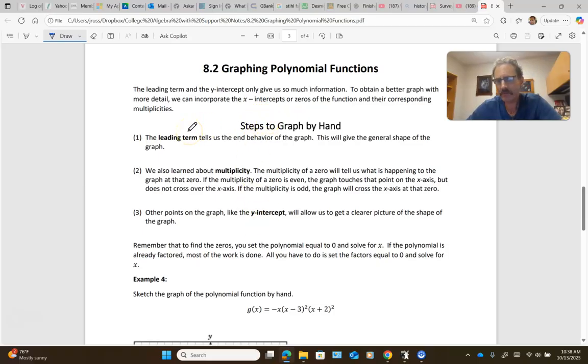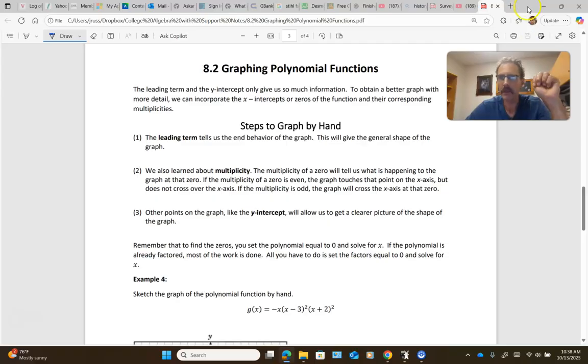So, we already know how to determine end behavior. We know how to find the y-intercept now. Now we just need to kind of review on finding the zeros. Remember, the zeros are where the function's going to cross or touch, depending on the multiplicity, the x-axis.